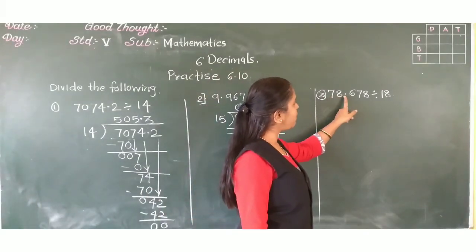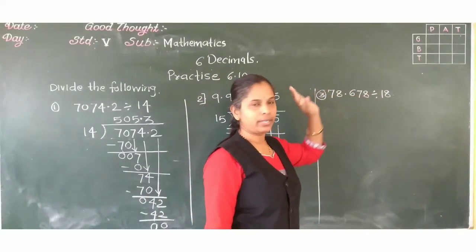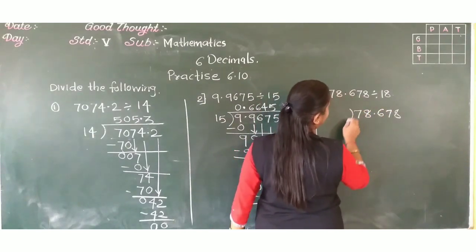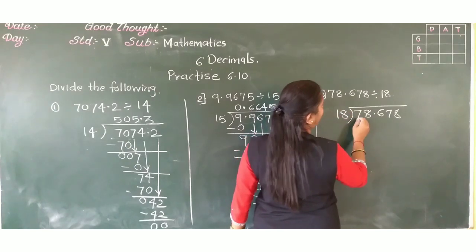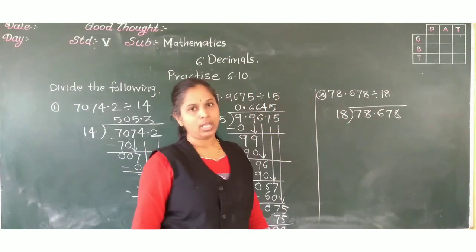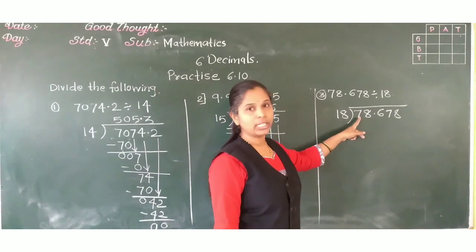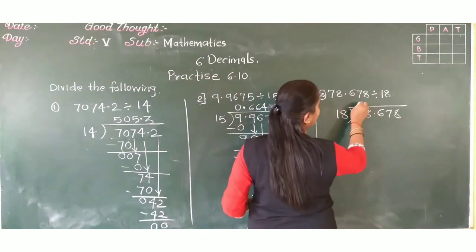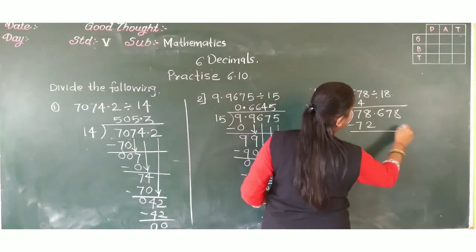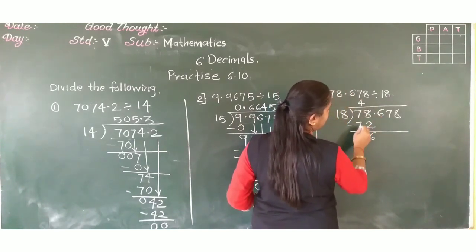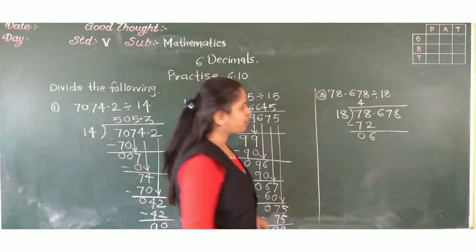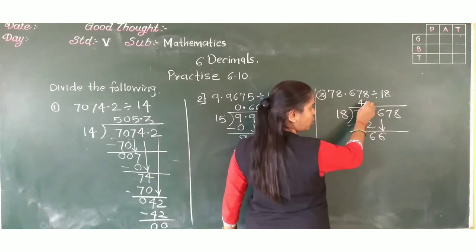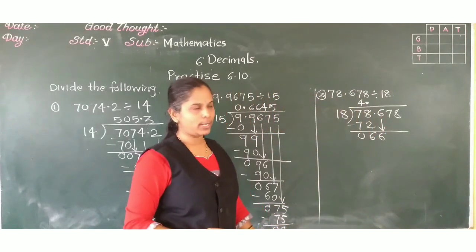We have to divide 78.678 by 18. So first arrange it vertically. Now divide 78 by 18. In 18's table, which number is close to 78? 72. Now take this 6 down, but this 6 is after the decimal, so immediately put the decimal point here.